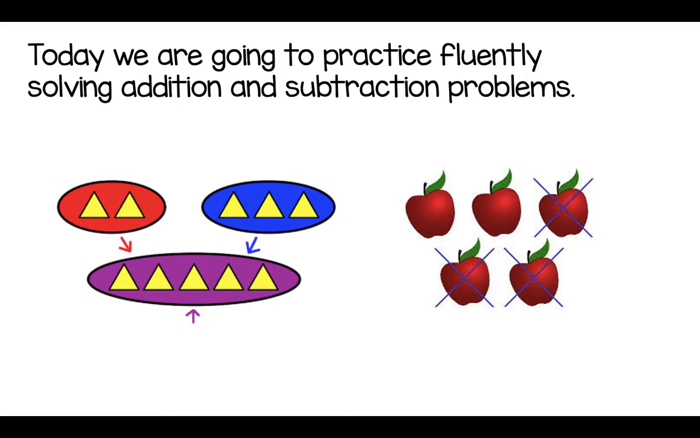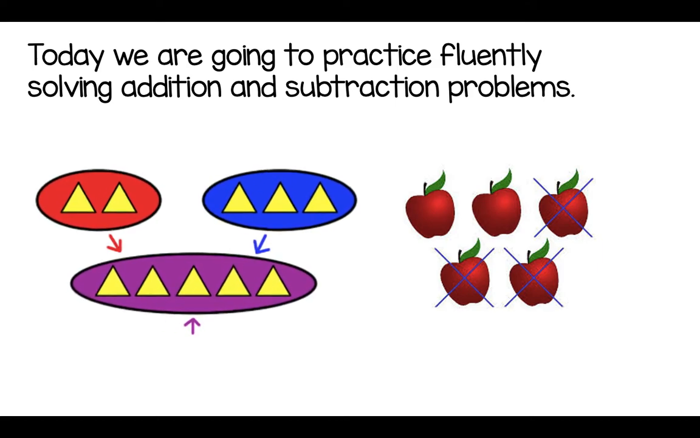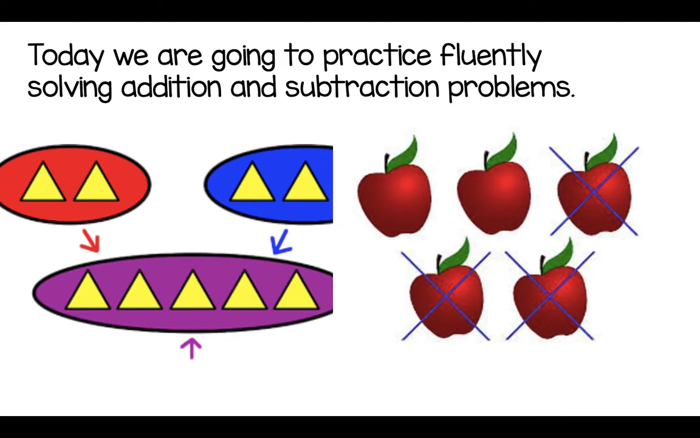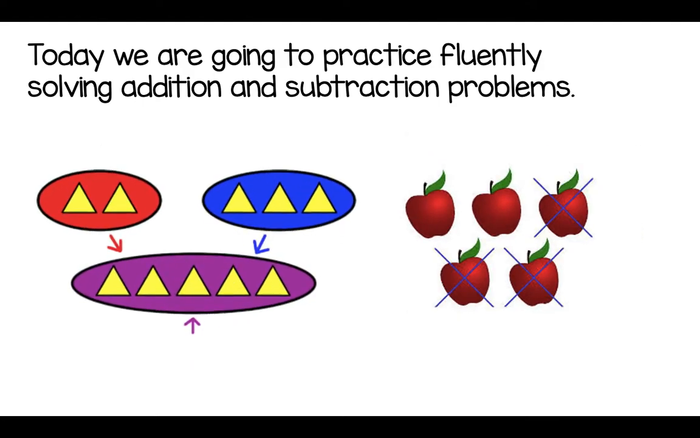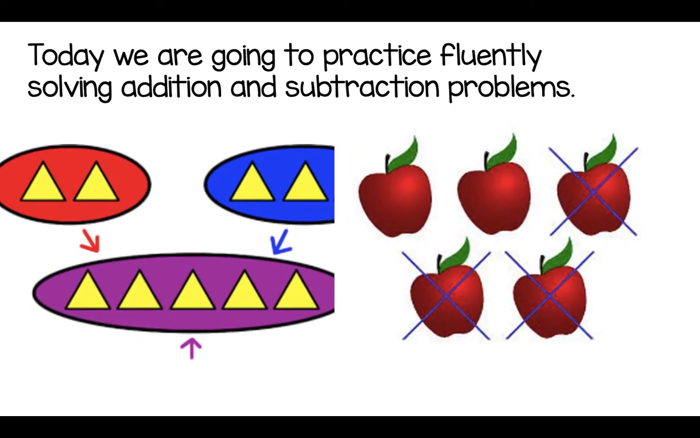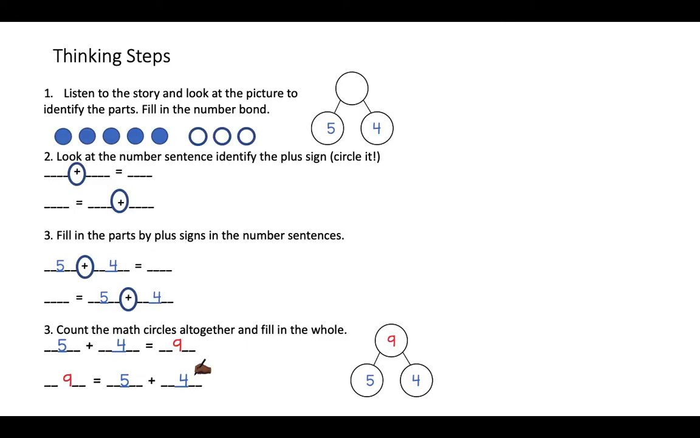All right, so today we are going to practice fluently solving addition and subtraction problems. Addition, subtraction. Addition, remember, that's when I'm putting 2 parts together to get a bigger number. And subtraction, when I'm taking a part away to get a smaller number. All right, so our thinking steps, we're going to go through both. So first I have to decide whether I'm adding or taking away. If I decide that I'm adding, I'm going to listen to the story and I'm going to think about those parts. I'm going to identify what those 2 parts are.